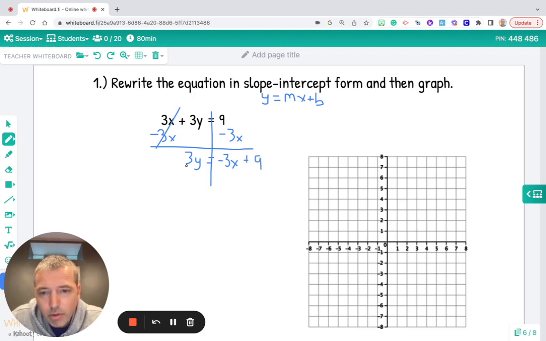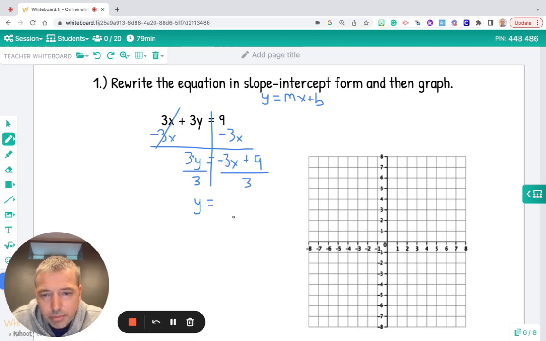Now, if I wanted to bring the whole 3y to the other side, I would subtract the whole 3y, but I don't want that to happen. I only want to get rid of the 3. Remember, this is 3 times y, right? To undo 3 times y, to get rid of that 3, I'm going to divide both sides by 3. Because 3 divided by 3 is a 1y, or just a y, right? So when I divide by 3, it cancels out. And I'm dividing the whole thing by 3, so I have to do both numbers divided by 3.